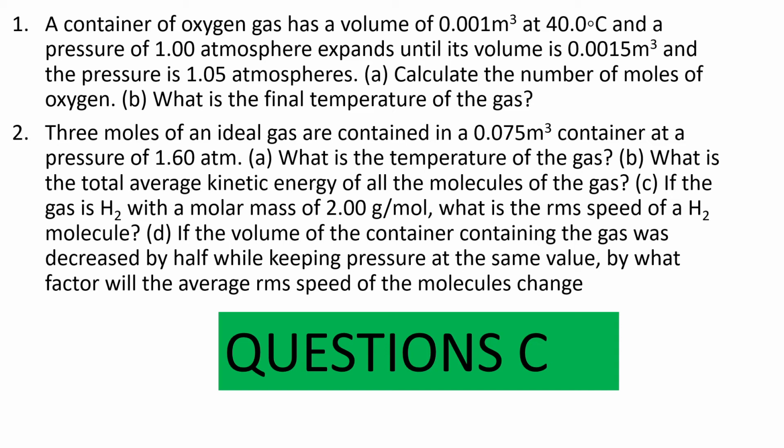Question 2, 3 moles of an ideal gas are contained in a 0.075 meter cubed container at a pressure of 1.6 atmospheres. A, what is the temperature of the gas? B, what is the total kinetic energy of all the molecules of the gas? C, if the gas is diatomic hydrogen with a molar mass of 2.00 grams per mole, what is the root mean square speed of a diatomic hydrogen molecule? D, if the volume of the container containing the gas was decreased by half while keeping pressure at the same value, by what factor will the average root mean square speed of the molecules change?